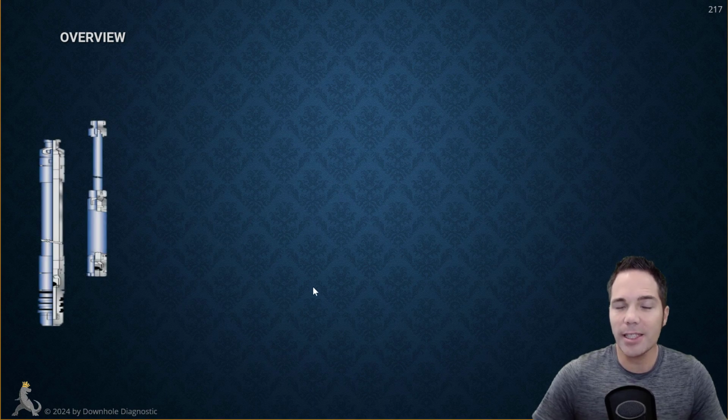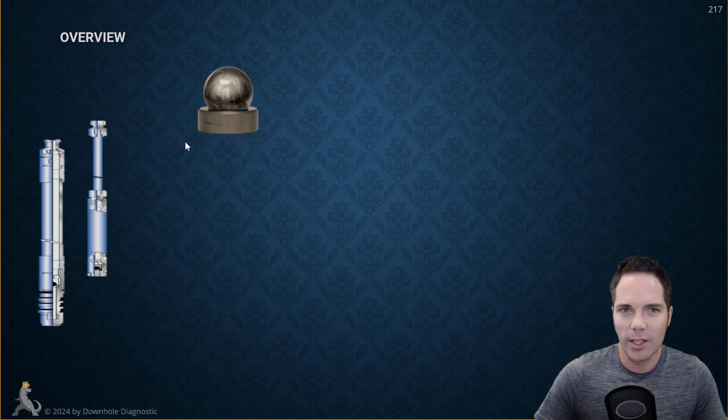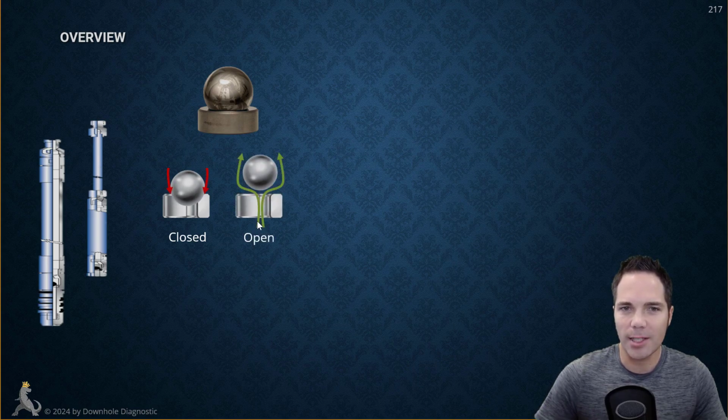So let's jump in and see what we're going to look at in the overview. We're going to talk about downhole pumps and how they work. We're going to look at valve action. We're also going to look at some different variations of downhole pumps. We're going to look at balls and seats for our traveling valve and standing valve, and at valve action: what causes the ball to be on the seat, and why does the ball sometimes come off the seat as fluid is moving through it?